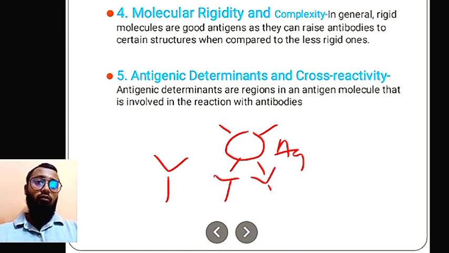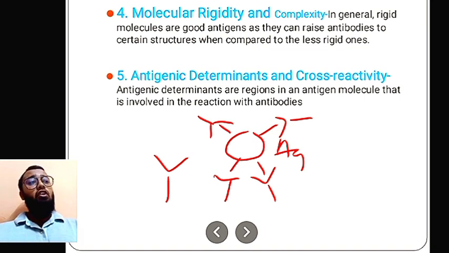More antibodies will bind to the antigenic determinants, and then when more antibodies bind, there is more production of antibodies. And usually an antigen with two or more determinants can induce antibody production, but a single antigenic determinant cannot produce it.